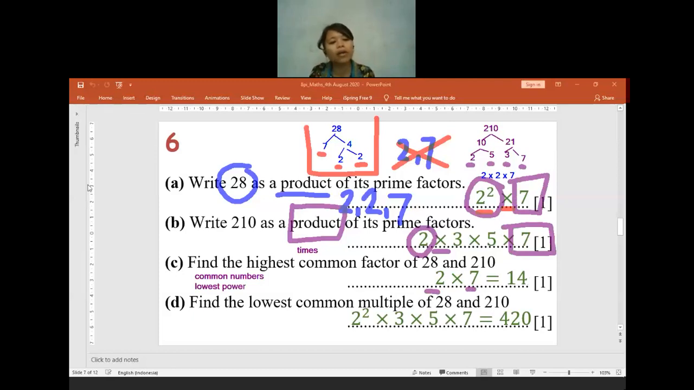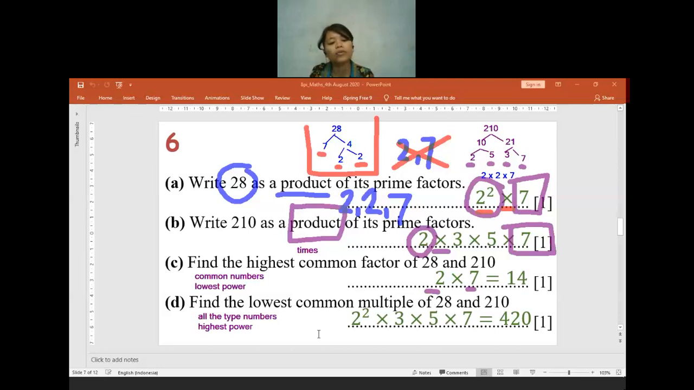Is there anyone having difficulties about finding the HCF? Or is there anyone? No? Please, if you have any question, type it through the chat box, or you can unmute yourself rather than you stay quiet. No question? For sure? Okay. If you have no question, I will move to finding the lowest common multiple.